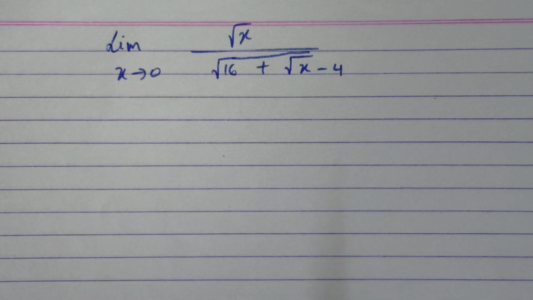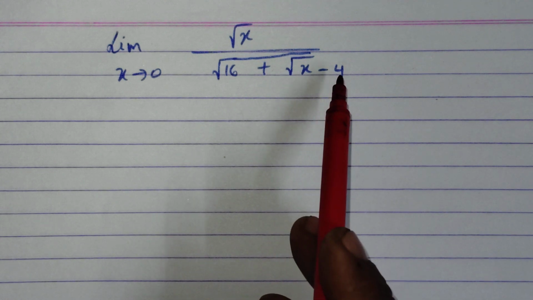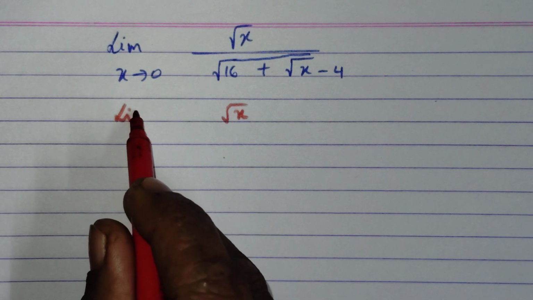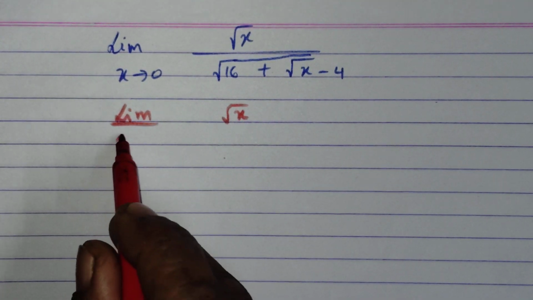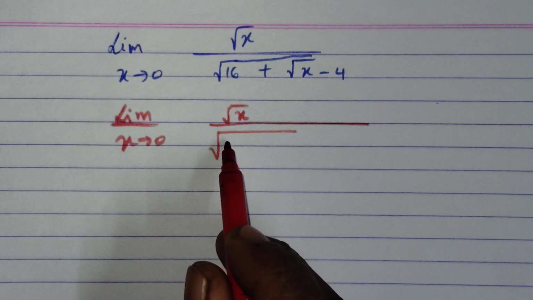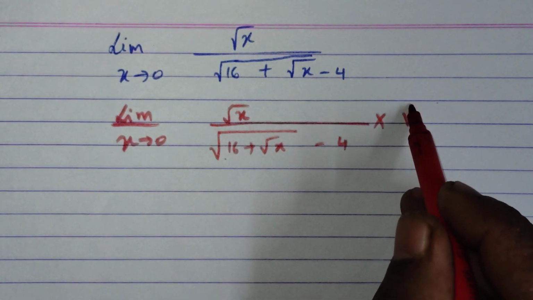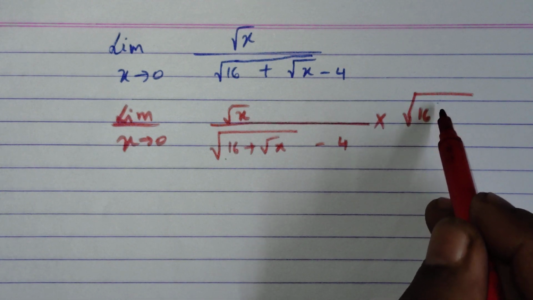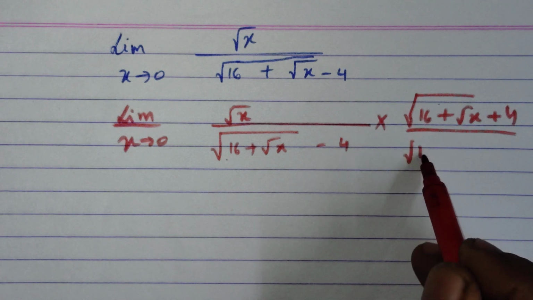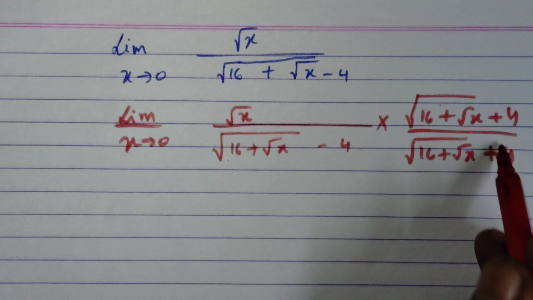Here is the problem: limit x tends to 0, root x upon square root 16 plus root x minus 4. So this is the rationalization problem, and we rationalize the denominator. Limit x tends to 0, square root x upon square root 16 plus square root x minus 4. We multiply both numerator and denominator by square root 16 plus square root x plus 4.